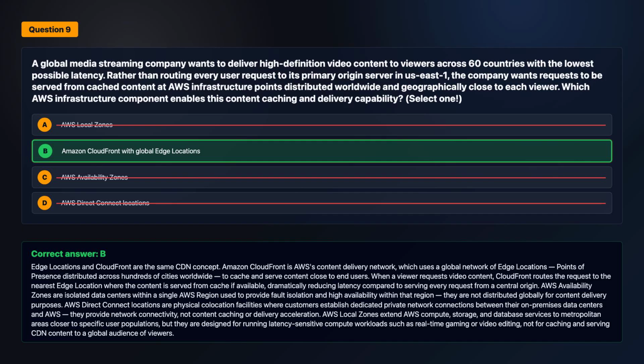AWS local zones extend AWS compute, storage, and database services to metropolitan areas closer to specific user populations, but they are designed for running latency-sensitive compute workloads, such as real-time gaming or video editing, not for caching and serving CDN content to a global audience of viewers.